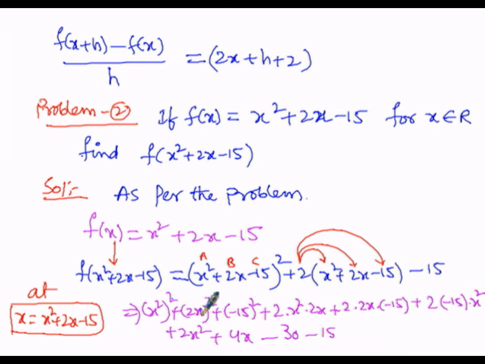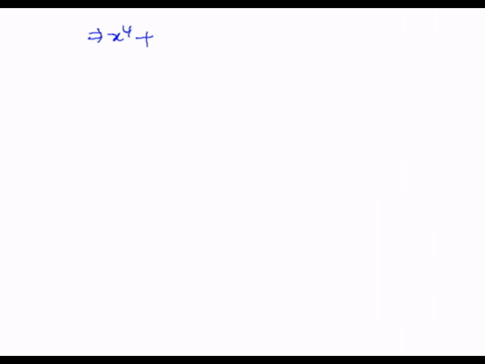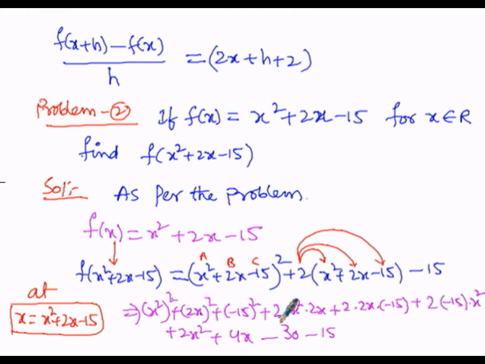The next logical step: x^4 plus (2x)^2. The 2 is applicable to both 2 and x, since it is in the form (ab)^m = a^m b^m, so 2 squared is 4 and x squared, giving 4x^2. Then minus 15, whole square: minus multiplied twice, minus into minus is plus, 15 squared is 225. Then plus 2 times x^2 times 2x^2... 2 twos are 4, 4x^2 into x^1 is x^3, so here 4x^3.